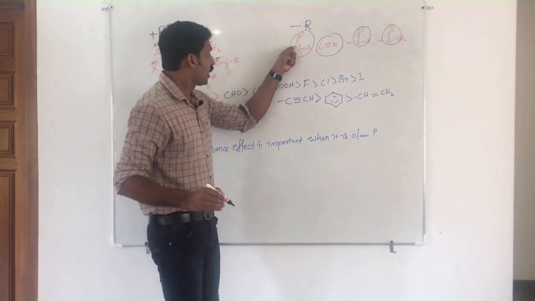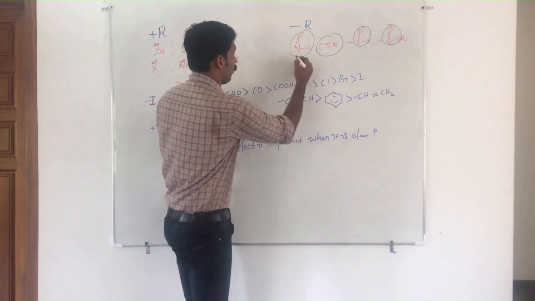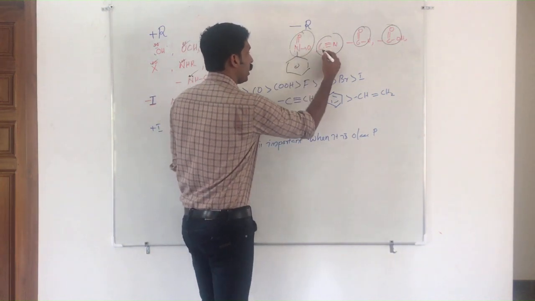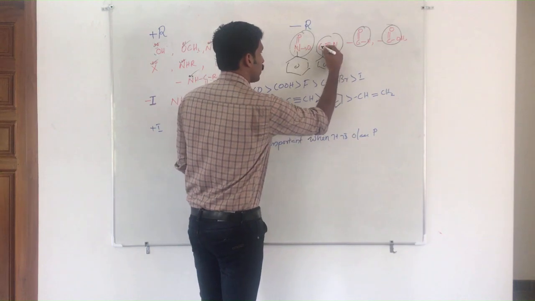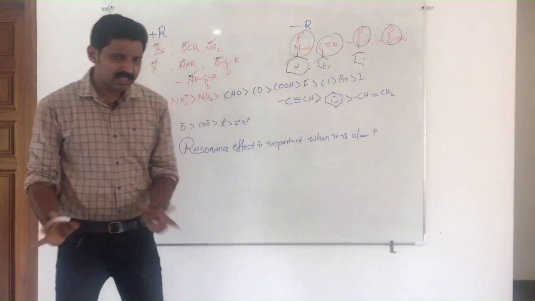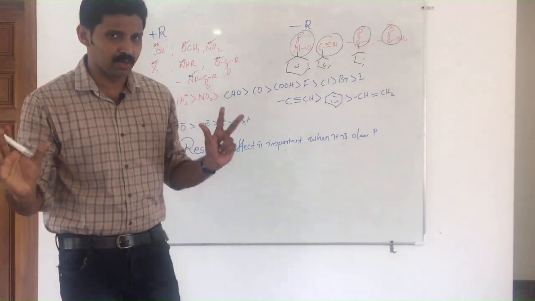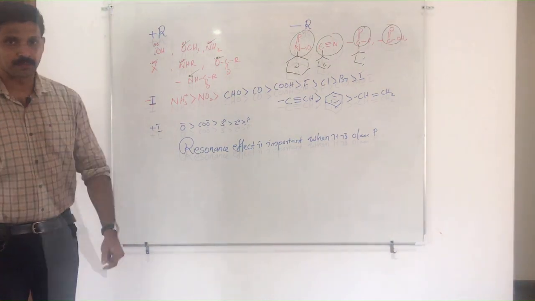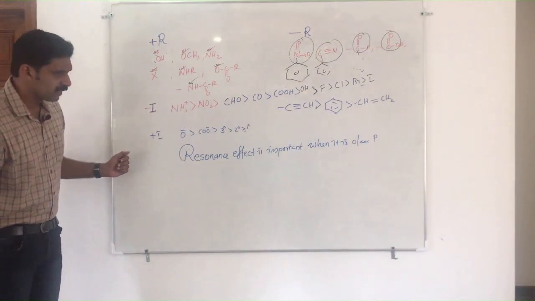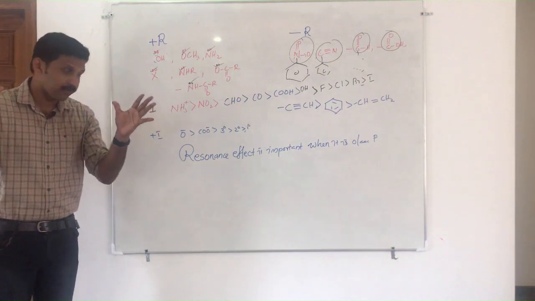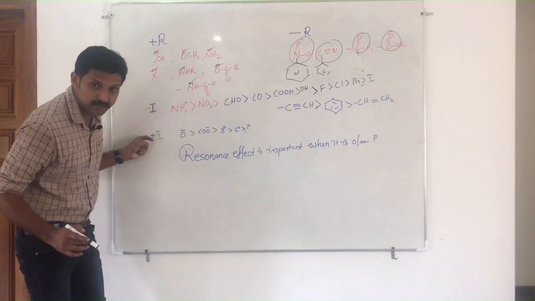But here, the atom attached to the benzene ring has a double bond. Here again, the atom attached to the benzene ring has a triple bond, then a double bond, etc. There is an easy method to find out whether the group is a plus R or minus R group. Similarly, the groups in the inductive effect can also be classified into minus I groups and plus I groups.